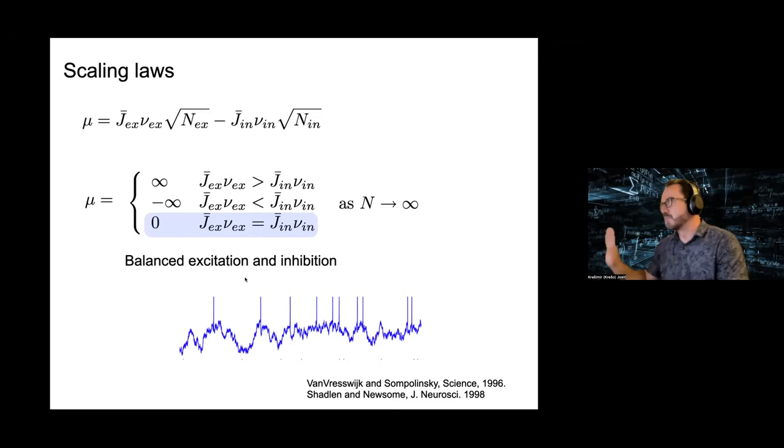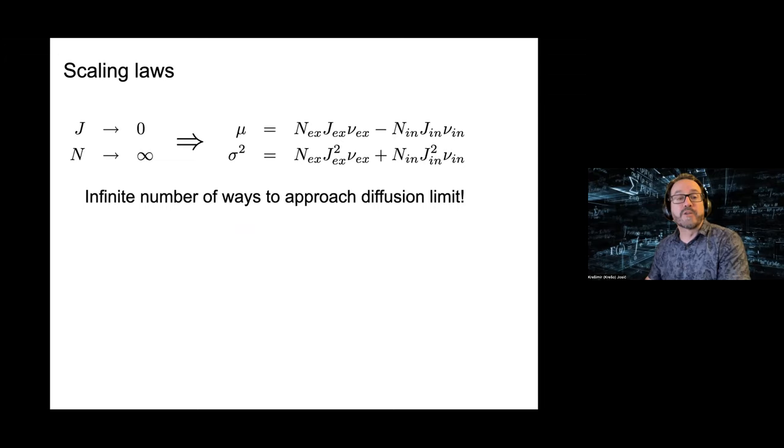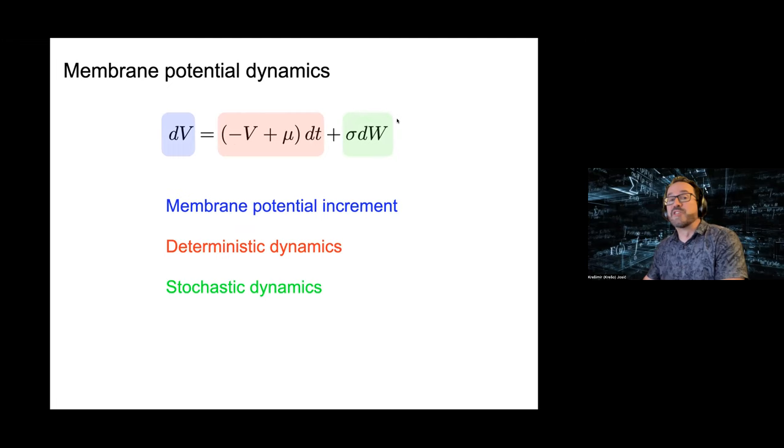But that's the important thing, that the effective inputs to the cell have to balance. Otherwise, this term right here, this mu, is going to diverge to either infinity or negative infinity. You're going to have epileptic activity, or you're going to have no activity at all. And if they balance exactly to zero, then the equation that we started with, minus v dt plus sigma dW, is completely driven by noise.